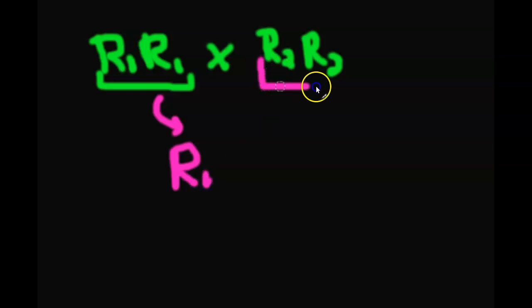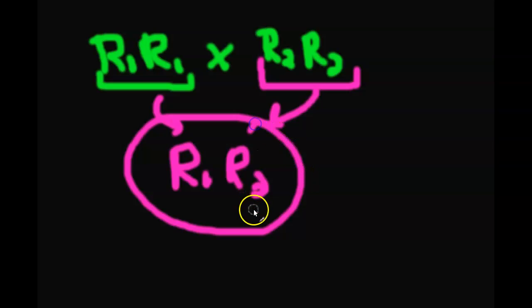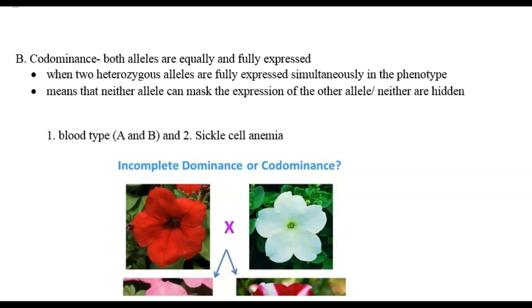This one can only give R2s. So all the offspring are going to be pink. So this is red. This is white. These are all going to be pink. So we had incomplete dominance, where neither allele was dominant, but they combined. And they displayed a new trait by mixing the 2 alleles together.